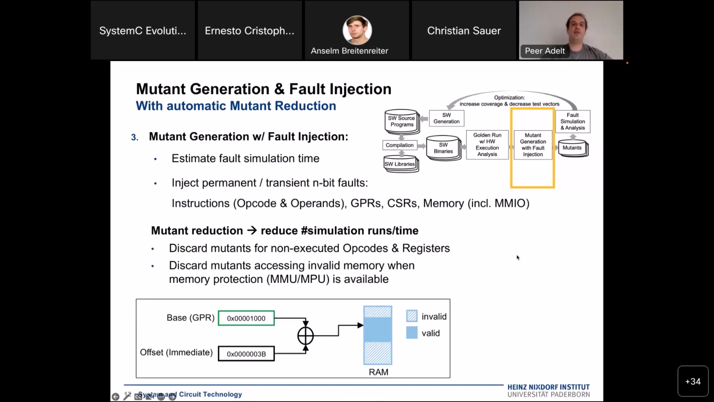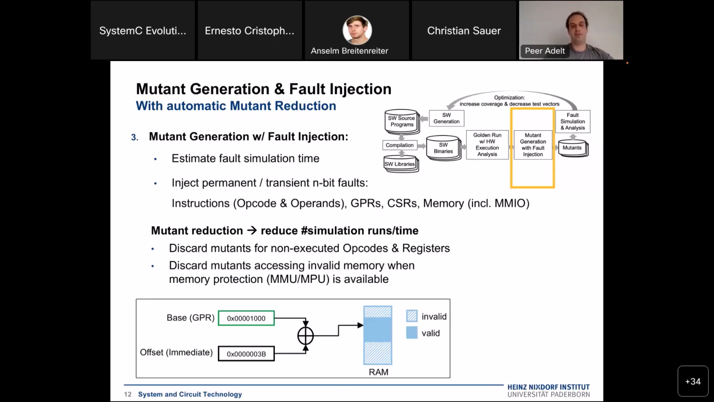We inject permanent or transient bit faults, single or multi-bit, with respect to what the user wants. So you can configure this. And we are able to generate and inject permanent and transient n-bit faults into instructions.